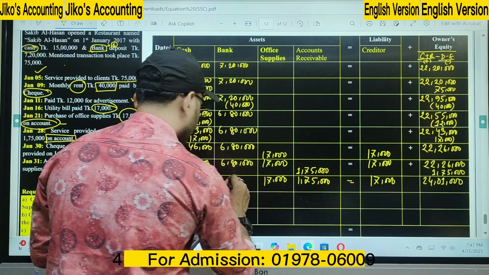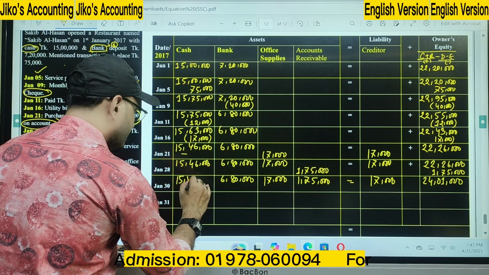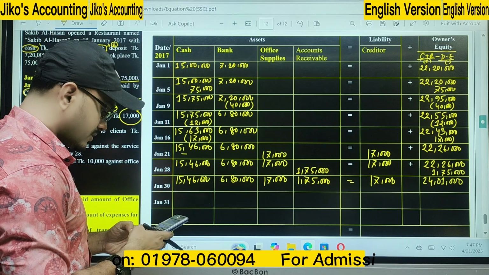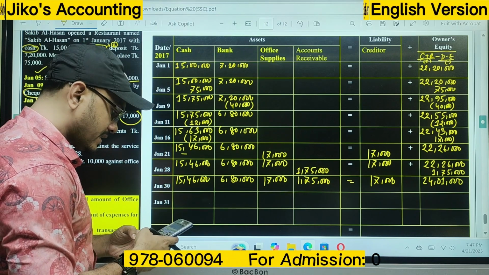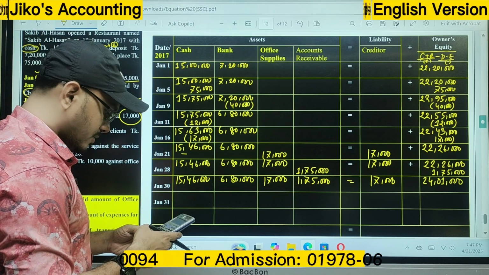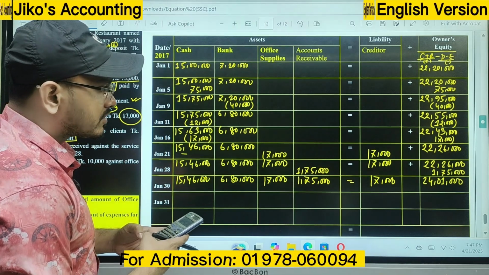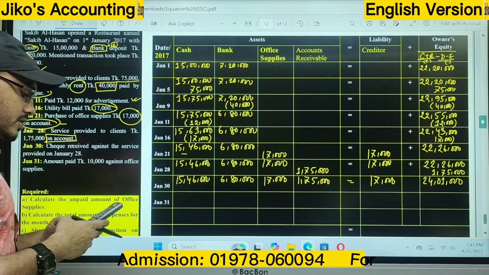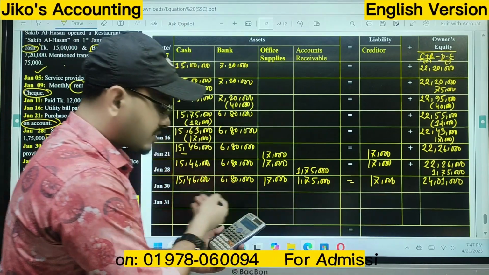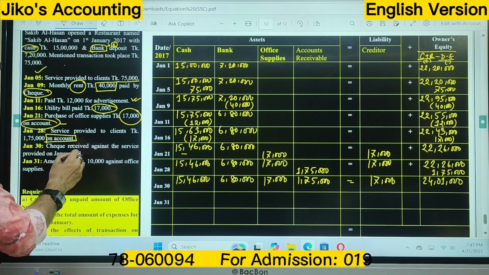Now we have to place it here. 80,000. Then 15 lakh 46,000. Now we have to calculate this figure. 15 lakh 46,000 plus 6 lakh 80,000 plus 17,000 plus 1 lakh 75,000. 24 lakh 18,000. Here is also the same figure, 24 lakh 18,000. Okay, now it's okay.